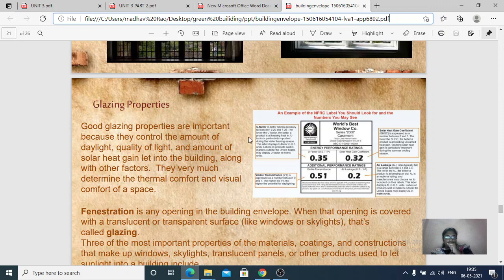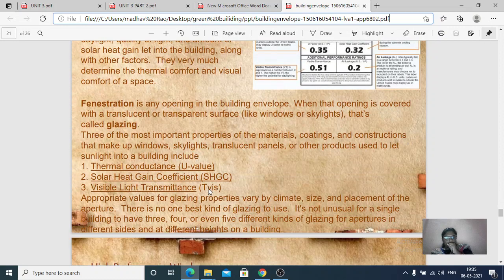Good glazing properties are important because they control the amount of daylight, quality of light and amount of solar heat gain let into the building. Along with other factors, they are much determined to the thermal comfort.